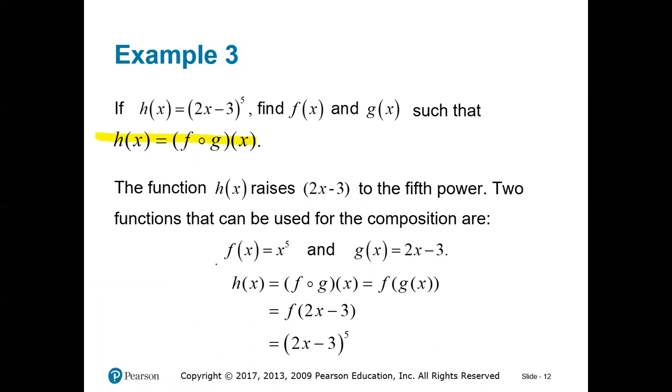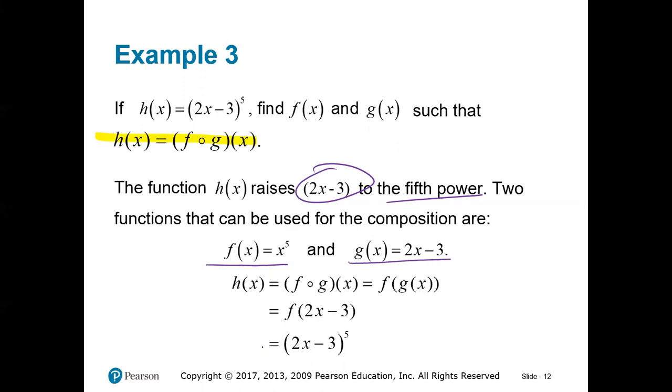So what we're going to do is we're going to say, okay, the function h of x is 2x minus 3 to the 5th power. That makes sense. Two functions that can be used for this composition are, we can say, f of x is equal to x to the 5th. And we can say our g function is equal to the middle part, which is the inside part of 2x minus 3. And then when we do that, we put it together.